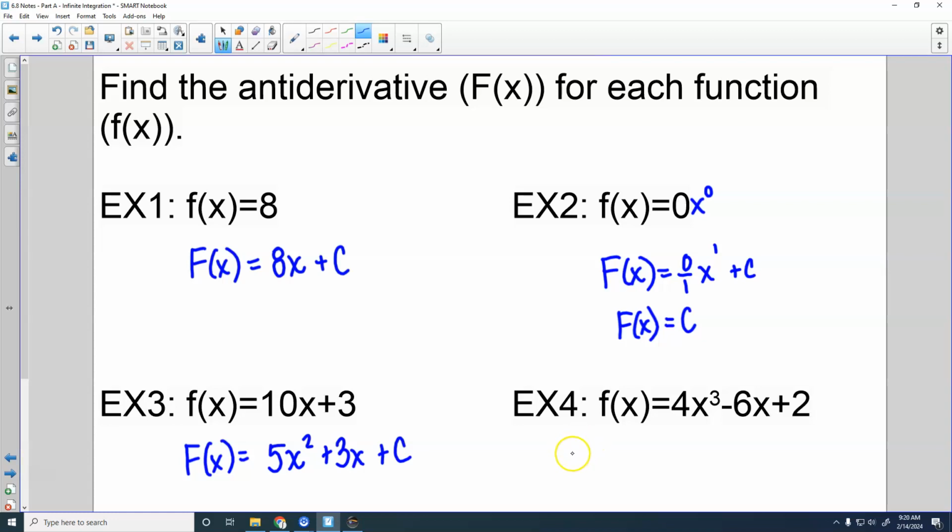Then this last one, let's see. Lydia, what would I get for that last one? Capital F of x equals x to the 4th minus 3x to the 2nd plus c. Not quite. We do need a plus c. What happens to that 2 right there? Oh, we're in plus 2x. Plus 2x.